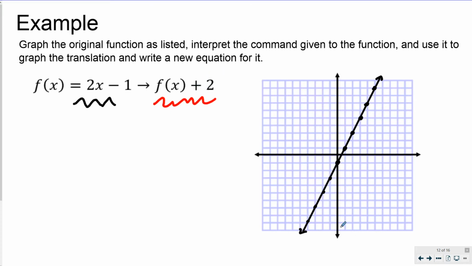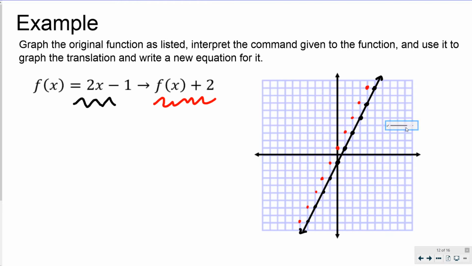So what I'm going to do is take all of these points and move them up 2 on the graph. So this one moves off the coordinate grid out the viewing window. This one moves to here. This one moves to here. Here. Here. Here. Found a new y-intercept, by the way. Up to here. Up to here. Up to here. Here. And a point that wasn't previously on the coordinate grid has now become visible.